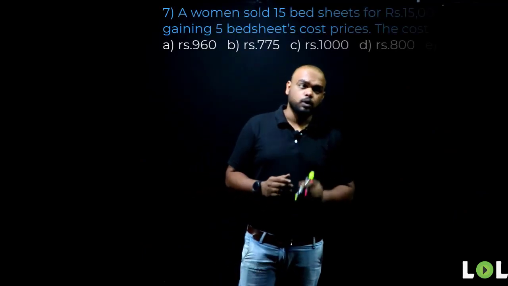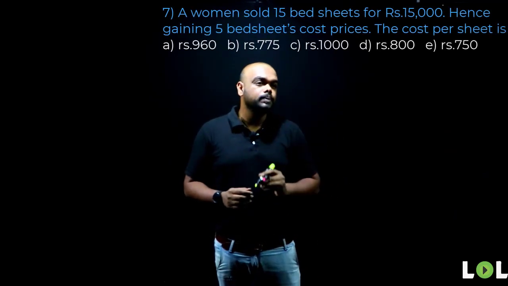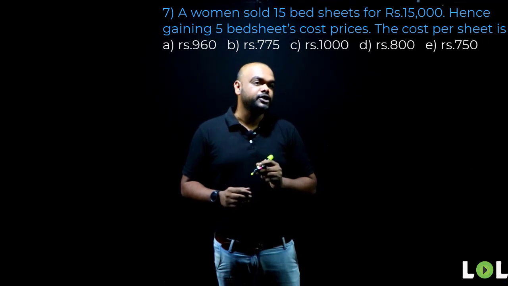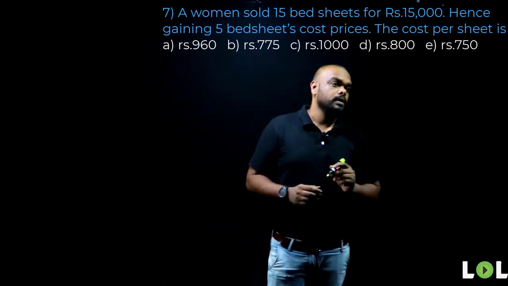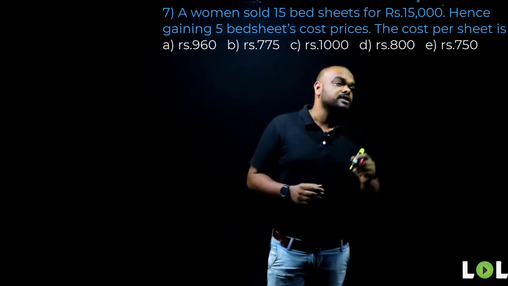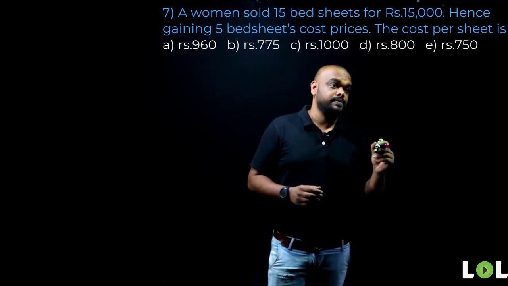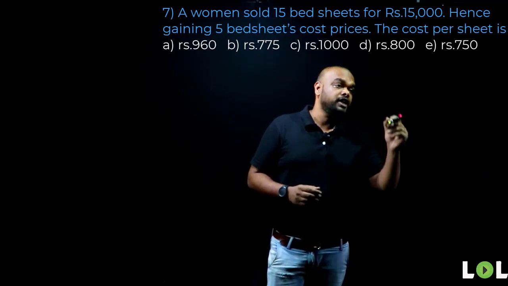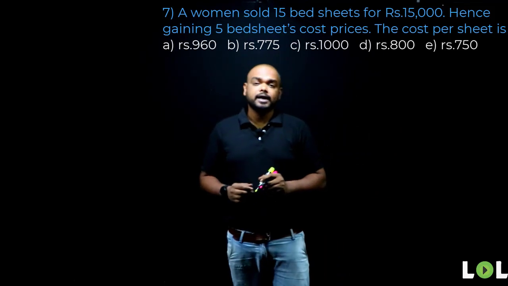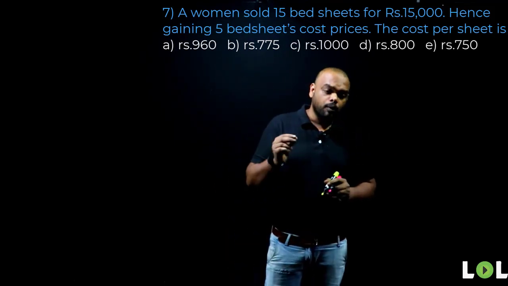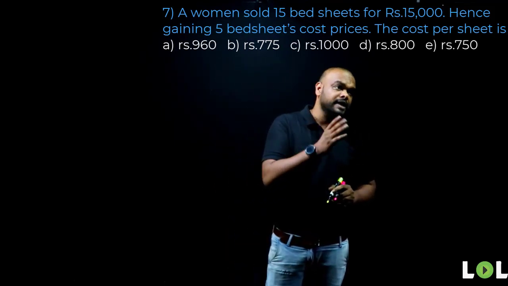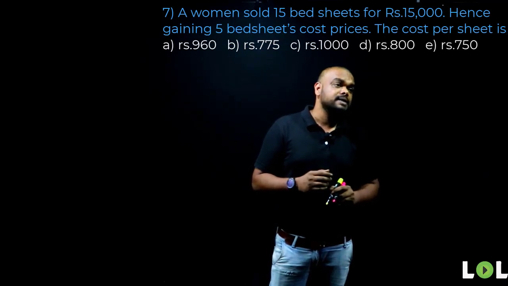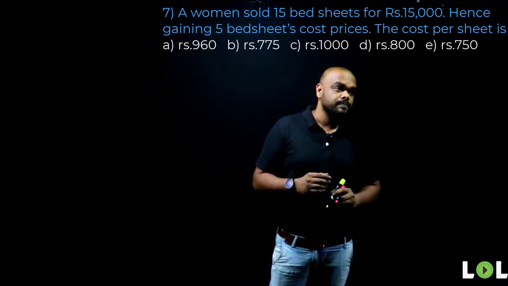Question number 7. What does it say? A woman sold 15 bed sheets for rupees 15,000 and hence gains 5 bed sheets' cost price. The cost price per sheet is? Okay, guys, what is it telling? A woman sold 15 bed sheets for rupees 15,000. Hence gains 5 bed sheets' cost price.